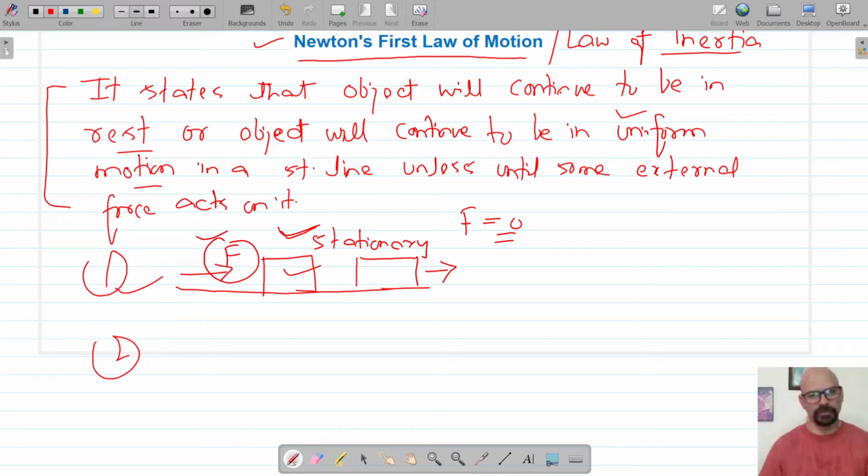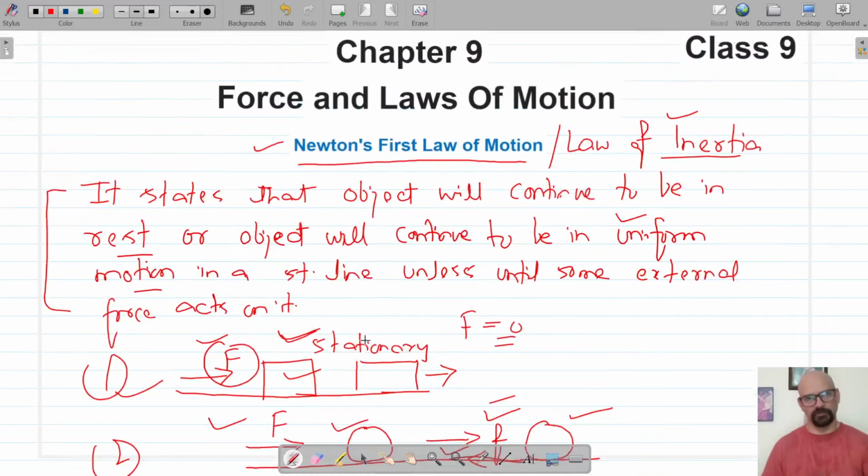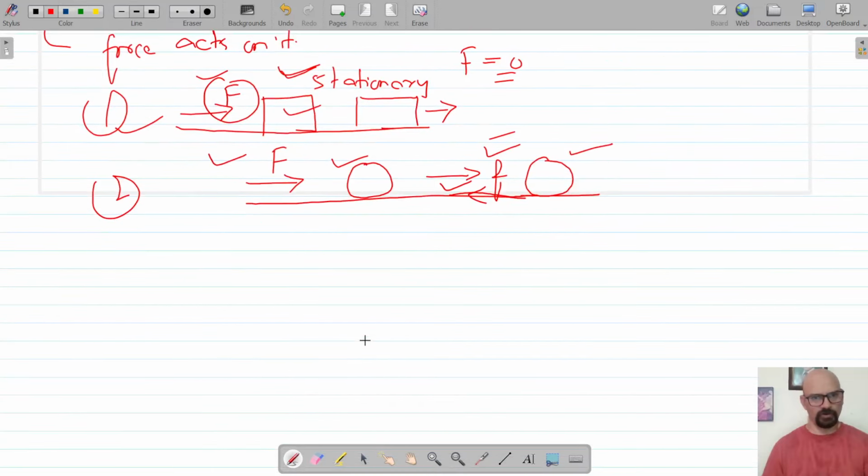The next example: let's say we throw a ball on the ground. Let's say this is the horizontal ground, and we apply the force from this direction. After some time, the ball will come to rest because the force of friction is stopping the ball. So this is the external force that stops a moving ball, and the earlier one is the external force that sets a stationary object in motion. This is Newton's first law of motion, which is also called the law of inertia.